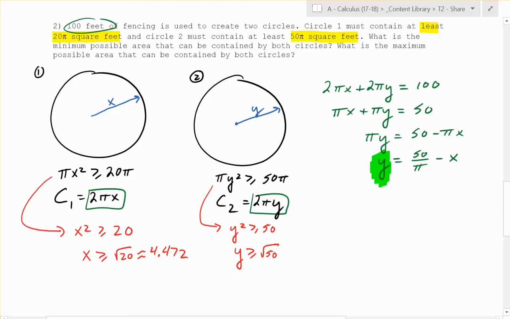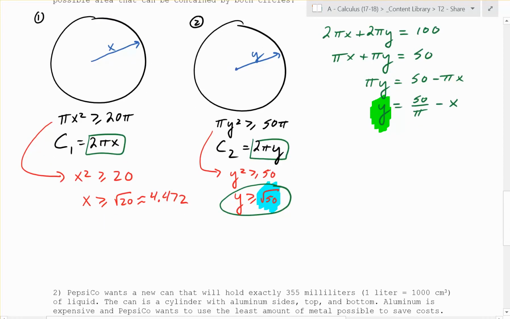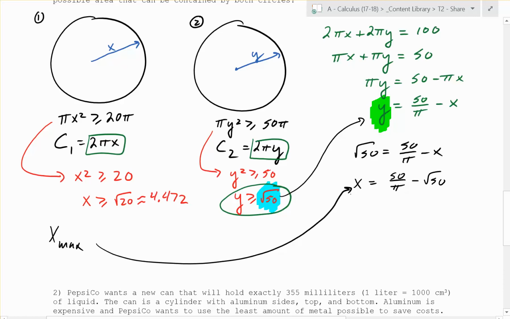The square root of 50 is the minimum y value. When y is minimized, x will be maximized. So what we want to do is find the x max. We want to plug this into this equation. So the square root of 50 is equal to 50 over pi minus x. Add x to the other side. So x is equal to 50 over pi minus the square root of 50. So that's the x max right there.